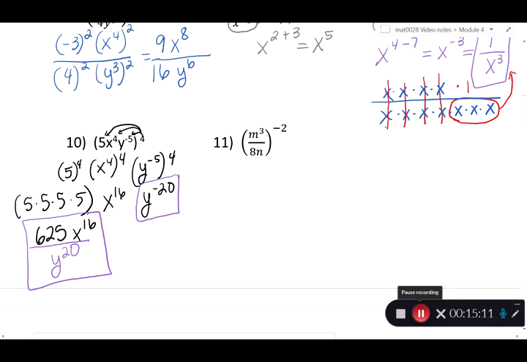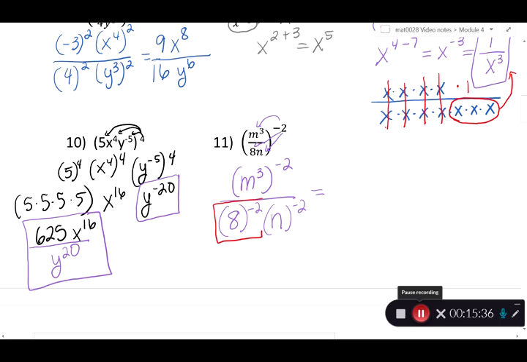Number 11, m to the third power over 8n raised to the negative 2. Again, we're going to distribute the negative 2 into each one. So I'm going to have m to the third power raised to the negative 2 over 8 to the negative 2 times n to the negative 2. Please, please, please don't ever evaluate a negative exponent, okay? If you evaluate this, you will most likely forget to move it. So we want to move it first. We want to move it to the top of the fraction to make my negative 2 into a positive 2, which will give me 8 squared. And then I can evaluate it once I've moved it.